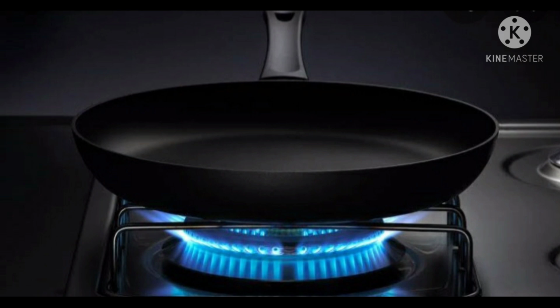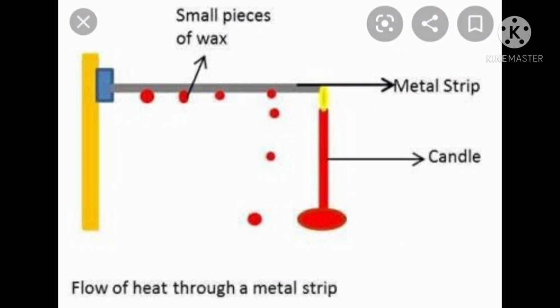Then how does heat flow from a hotter body to a colder body? For that, we'll observe one experiment here. The experimental setup is like this. Take a metal strip of aluminium or iron, fix it to a stand, or you can keep it in between two bricks. Then attach small pieces of wax along the metal strip at considerably small distances. Then keep a candle at the other end of the metal strip.